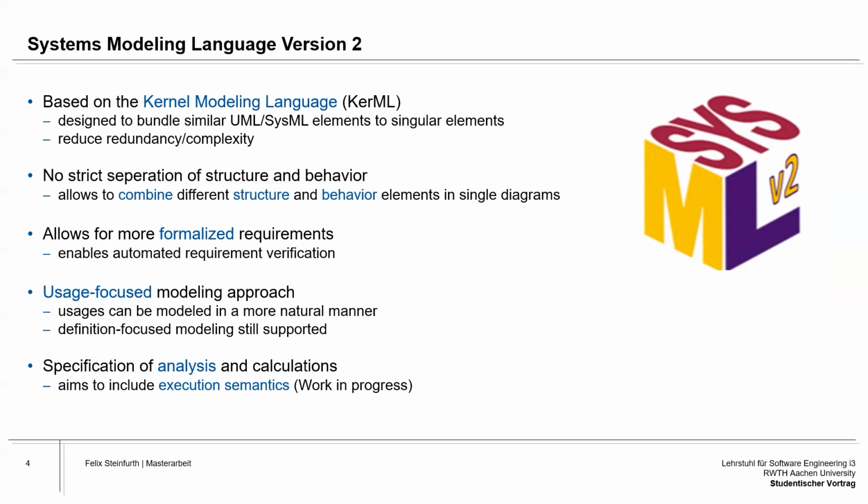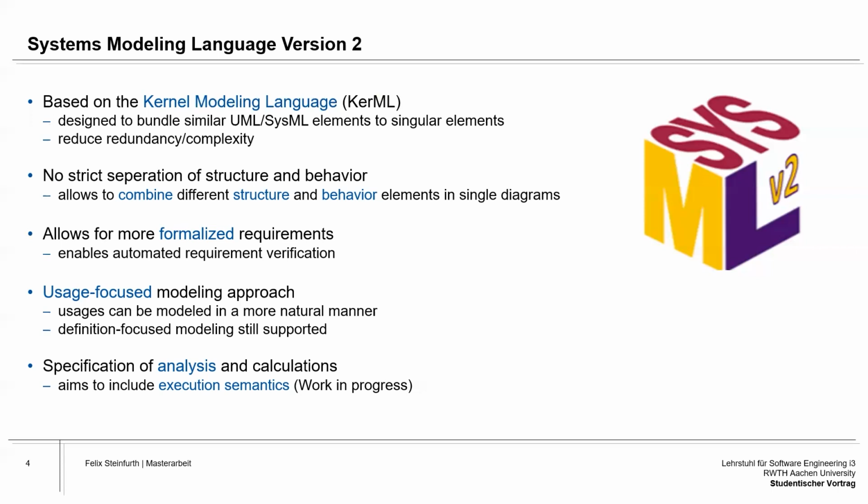SysML v2 has no strict separation of structure and behavior and allows combining different structural and behavioral elements in single diagrams. It also allows for more formalized requirements by being able to provide constraints in requirements, which enables automated requirement verification. In this context, verification means the evaluation whether a system complies with the requirement.